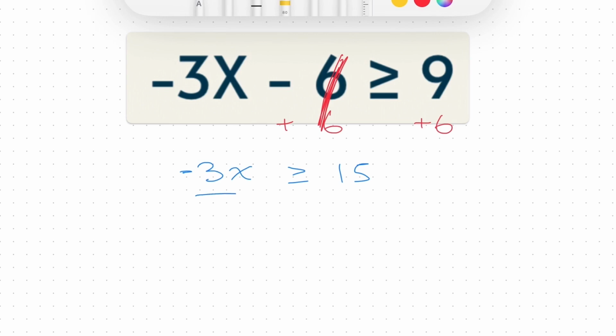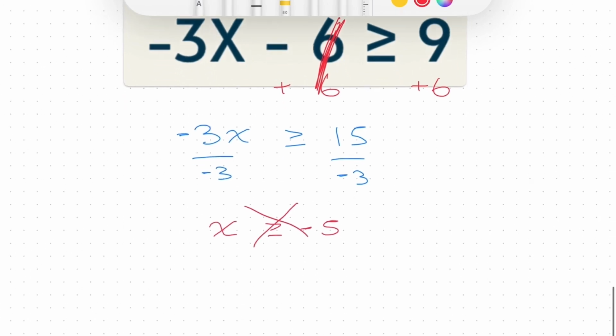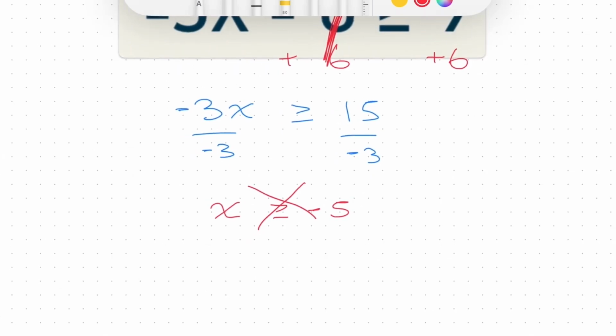Now we divide both sides by negative 3, and here's where things get different. So we're used to rewriting this as x is greater than or equal to negative 5. But that is wrong, because we are dividing both sides by a negative number. So we need to switch the inequality sign. Instead of writing it this way, we would write it as x is less than or equal to negative 5.